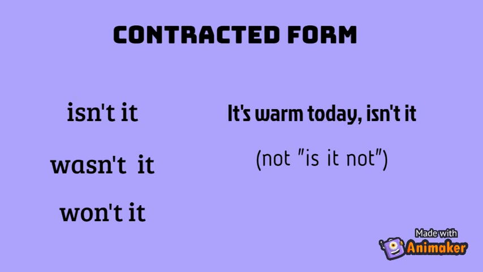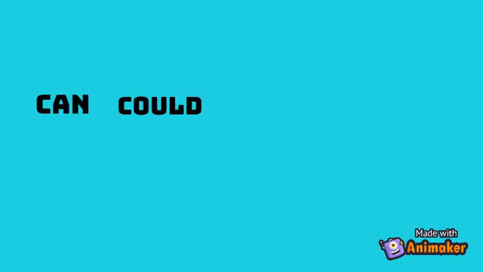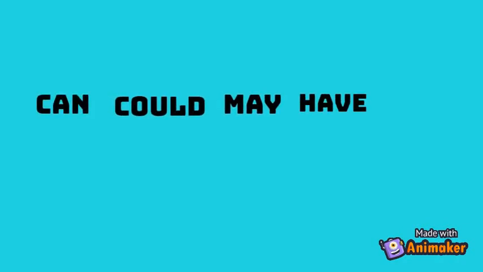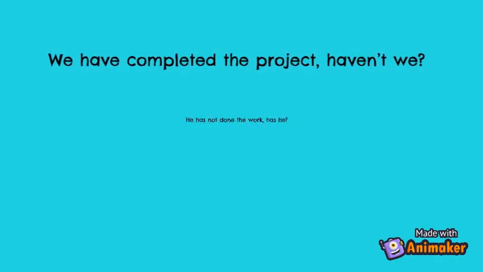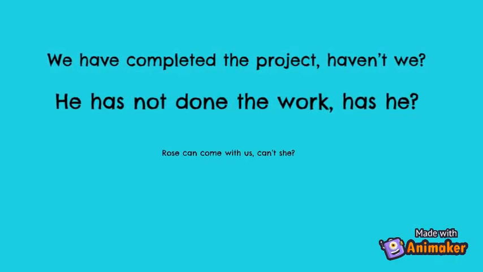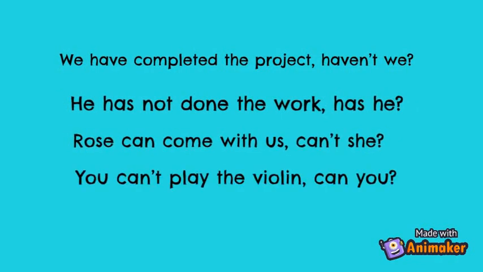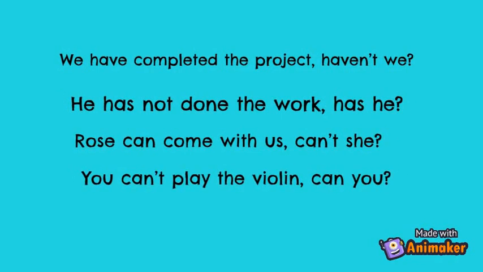If you get confused with the tag forms, you may look up in the description box. Now some other auxiliary verbs. Can, could, may, have, has, or had. If there are these auxiliary verbs in the statement, we put them in the tags too, such as, we have completed the project, haven't we? He has not done the work yet, has he? Rose can come with us, can't she? You can't play the violin, can you?